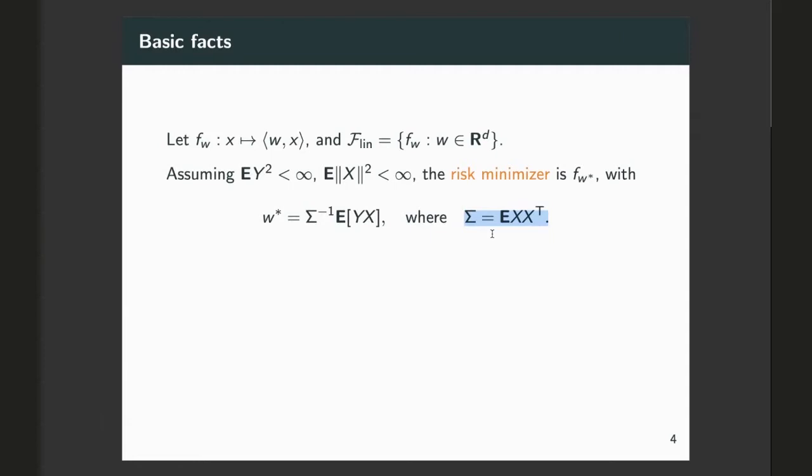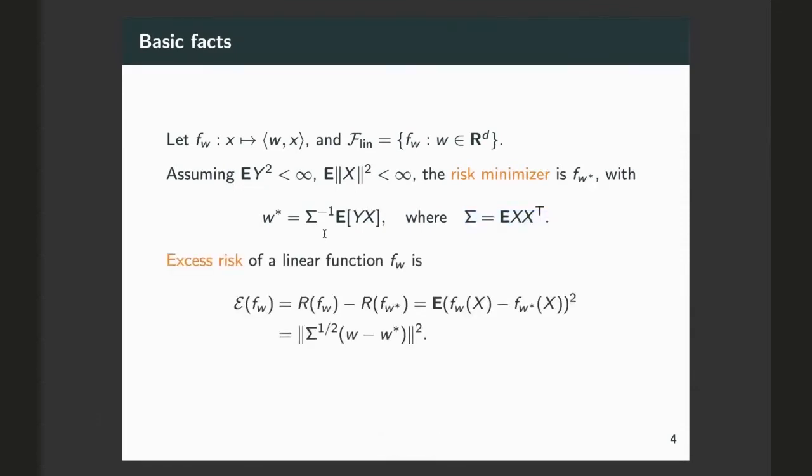Without loss of generality. This matrix encodes how the data X varies in different directions of the space. And I'm going to assume that it's invertible, and in this case, there is a unique minimizer of the population risk, of the true risk. And if it's not invertible, it's almost the same: there is an affine subspace of solutions.